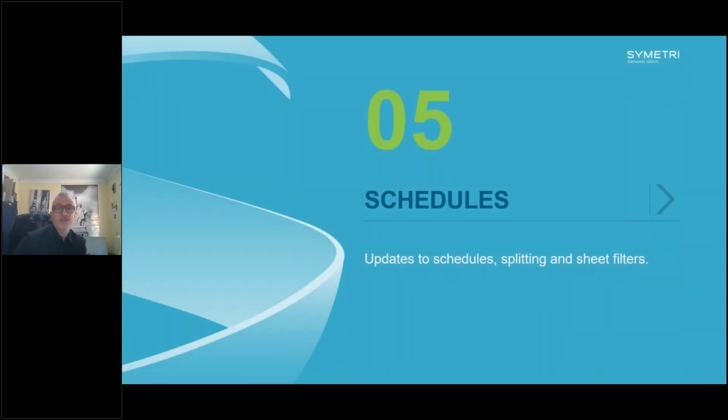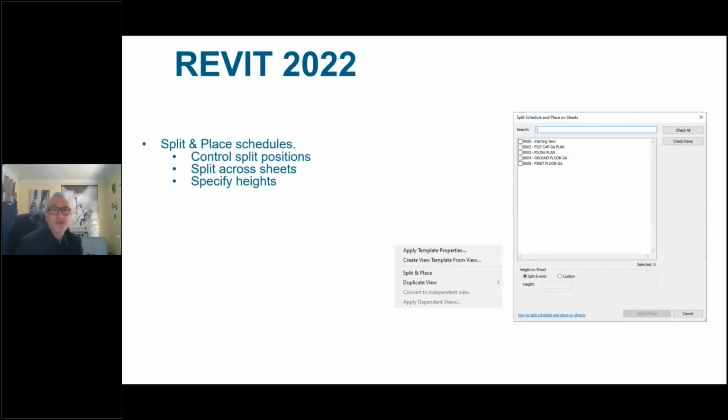Right, so looking at schedules then. In Revit 2022, we have the ability to split and place schedules. We could control the split position. We can split across multiple sheets. We can also specify the heights in there.